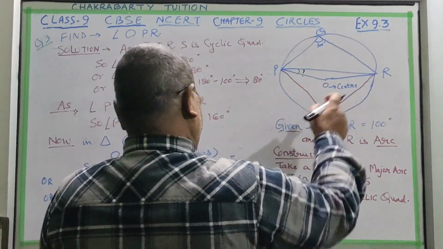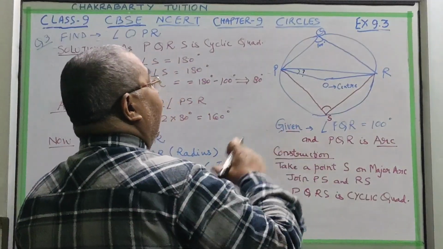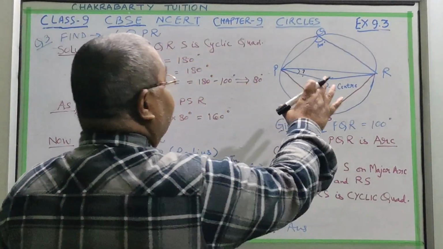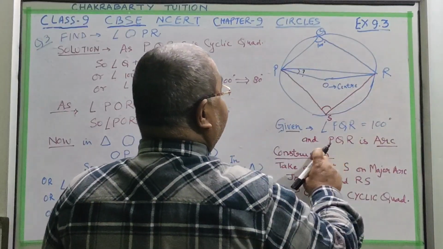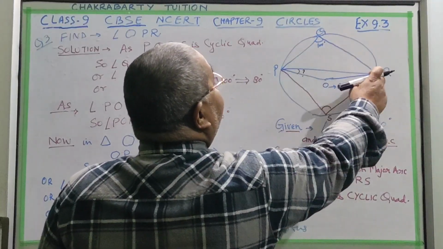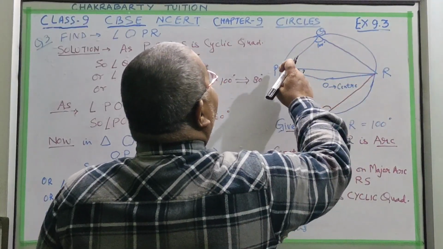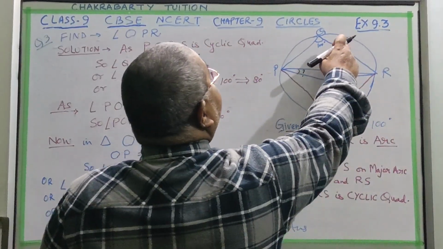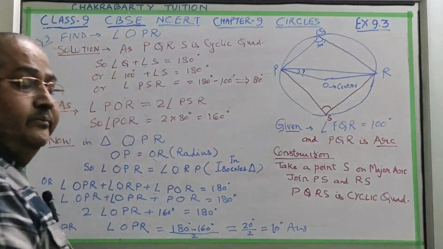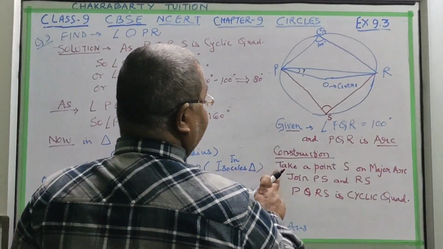OPR, you have to find out OPR. Now we are going to our what is given: angle PQR equal to 100 degree and PQR is an arc. So this is one arc and this is the another arc. This will be your minor arc, major arc, and it is minor arc. Okay. So constructions we are doing.